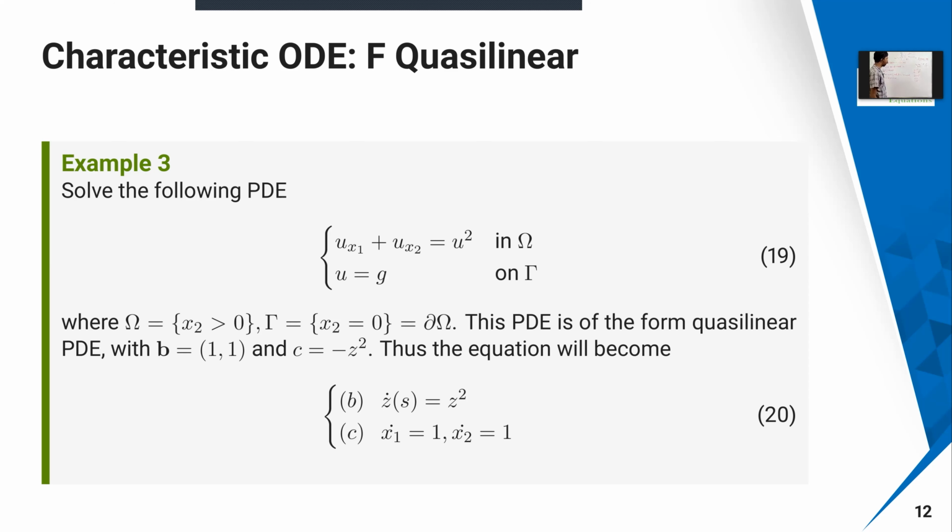Because x dot of s is going to be b of x of s comma z of s, this is going to be 1, 1. So x dot is also 1, y dot is also 1. That's what I have written here: x1 dot and x2 dot. That's all.